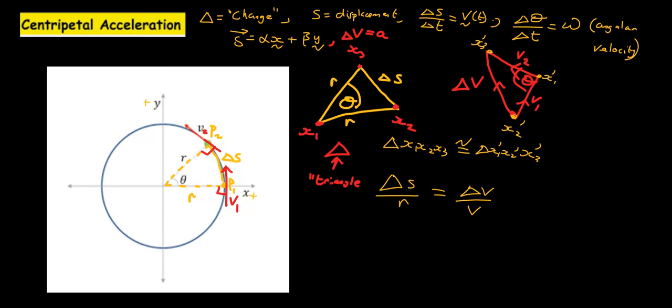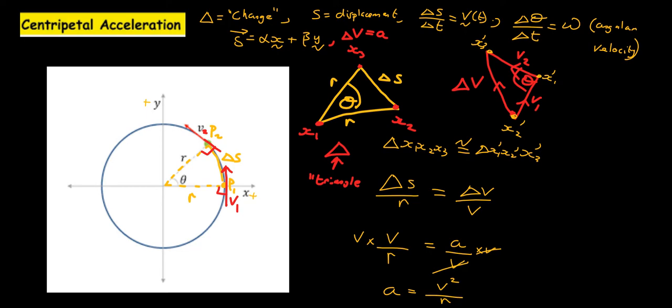So we know that the change in position, the change in displacement, is equal to V. So we've got our R as the denominator. The change in velocity is acceleration over V. We can multiply both sides by V. Cancels, and we're left with A equals velocity.